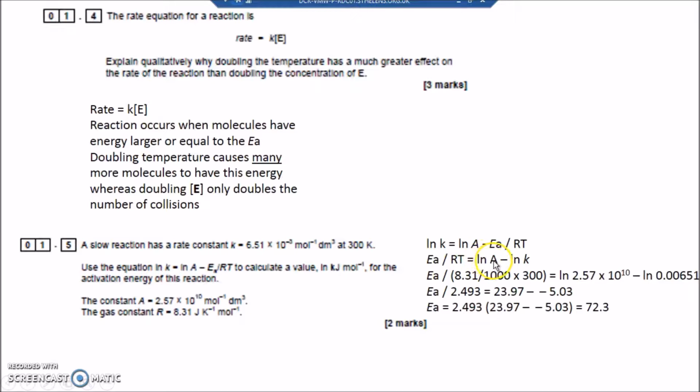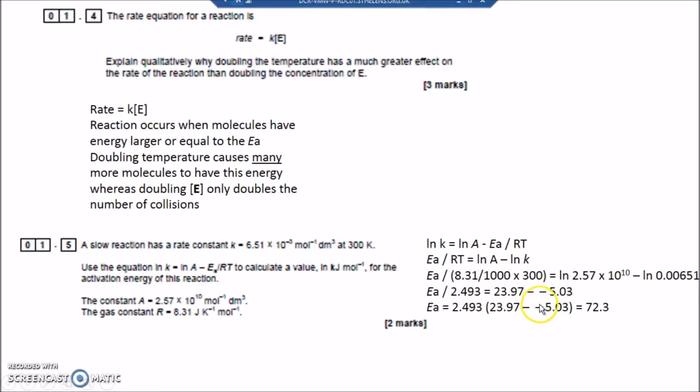Equals natural log of A, which is the natural log of 2.57 times 10 to the power 10, take away natural log of k, ln of 0.00651. So I've just got these values from the question, and therefore I've got activation energy. I've multiplied these numbers out, and 1/RT is 2.493. This works out as 23.97, take away, this one's a negative number, minus 5.03.